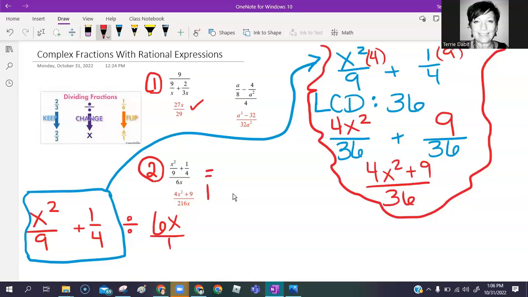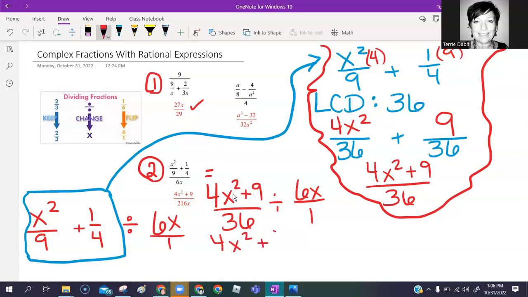I have (4x squared plus 9) over 36 divided by 6x over 1. I have to use keep, change, flip. So (4x plus 9) over 36 times 1 over 6x. Okay, well, I multiply my tops. Anything times 1 just gives you that anything back. So up top, I have 4x squared plus 9.